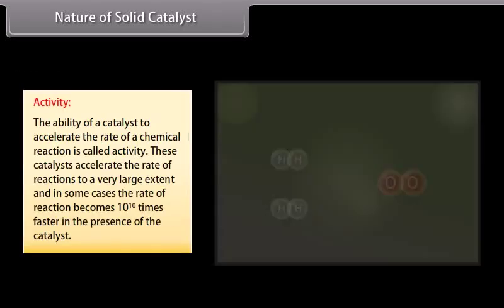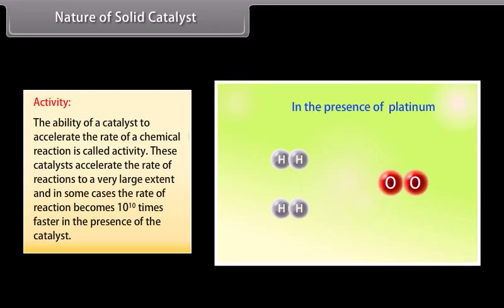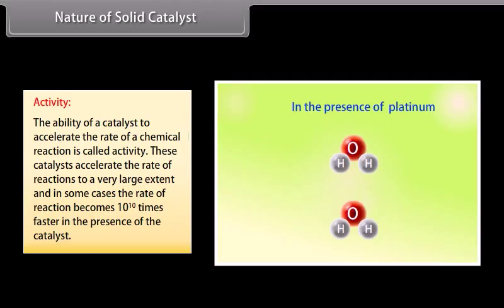activity. The ability of a catalyst to accelerate the rate of a chemical reaction is called activity. These catalysts accelerate the rate of reactions to a very large extent, and in some cases, the rate of reaction becomes 10^10 times faster in the presence of a catalyst. For example, a mixture of pure H2 and O2 does not react, but in presence of catalyst platinum, they combine to form water and the reaction takes place with explosive violence.